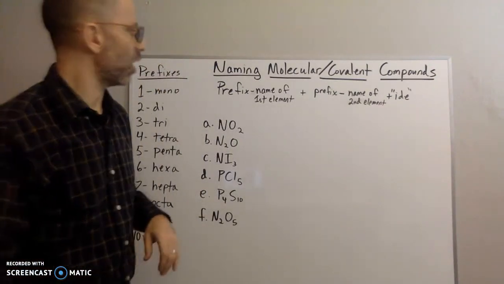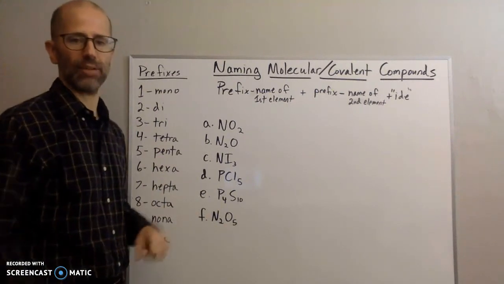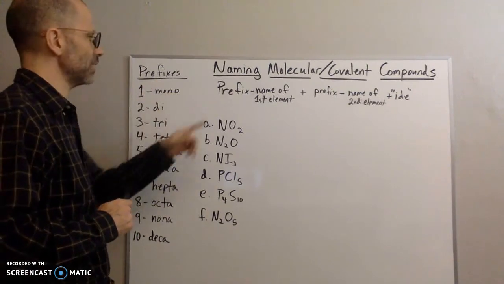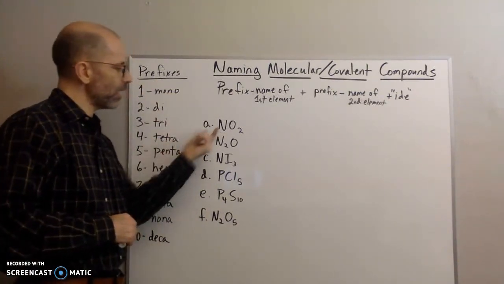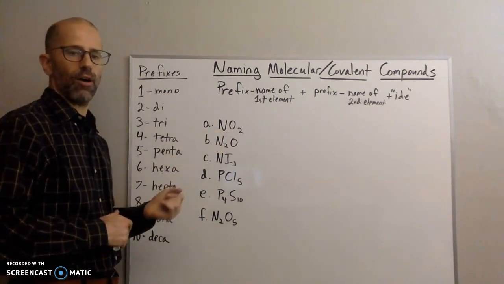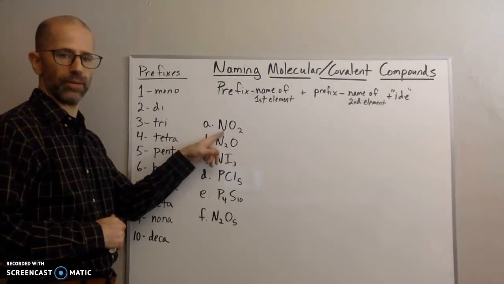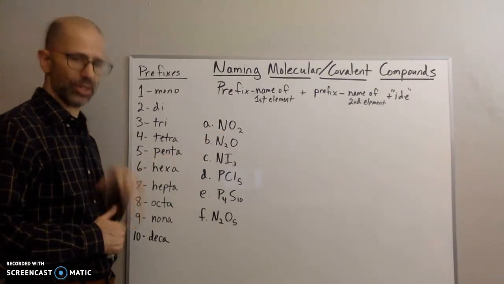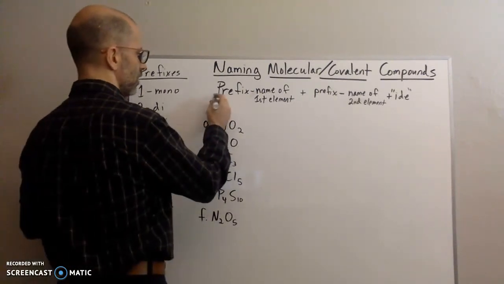Okay, so let's go over, I have several examples. Let's see how this is done. So one of the things I want to mention first is if I only have one of the first element, if the first element is only 1, then I don't use a Greek prefix for that. So I just give the name.